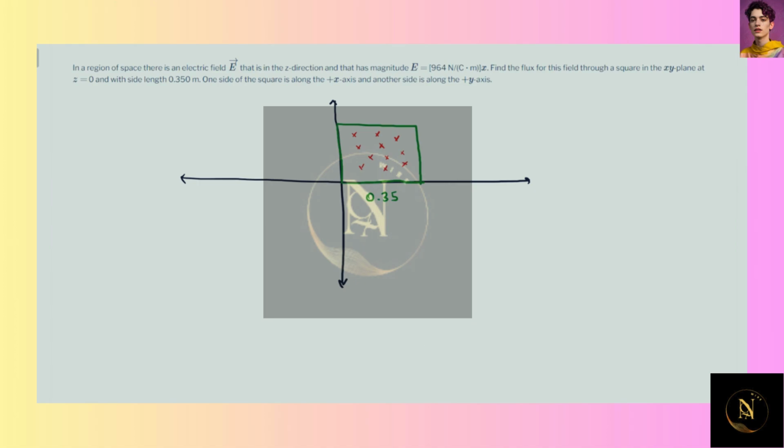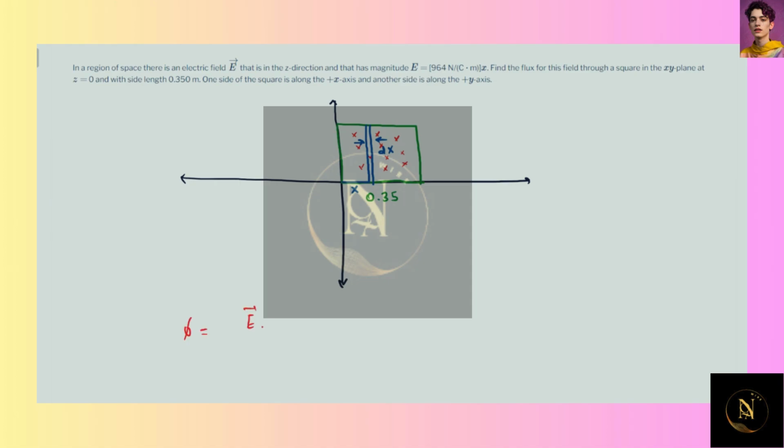We have to find the total flux. We know that the flux is given by E dot A, but in this case E is not constant, it's varying as x changes. So we're going to take a thin strip along a particular x, of width dx. We are going to assume that in this small width dx the electric field is going to be constant.